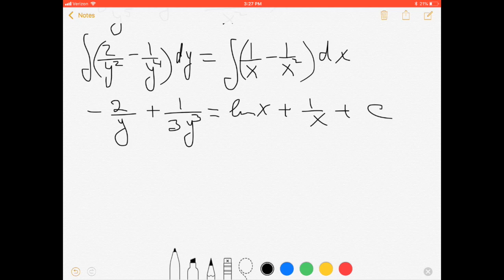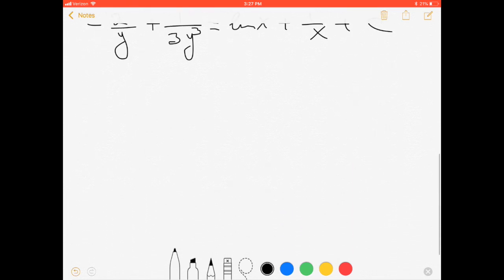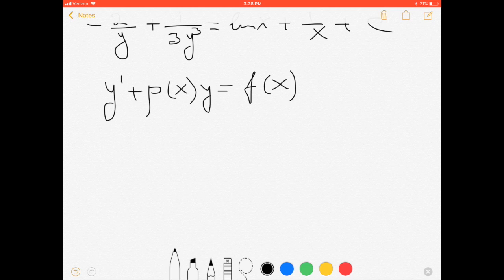Okay. One more type of equation that I will ask you is the linear equation, first order. For example, if you have y prime plus p(x) y equals some f(x), then you find the multiplier rho(x), which will be e to the exponent of the integral of p(x) dx.